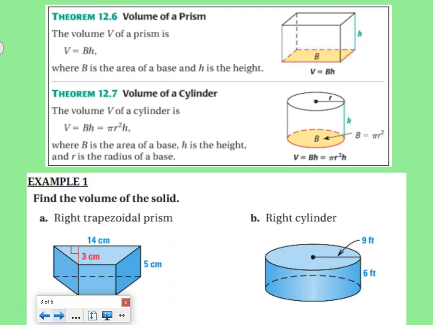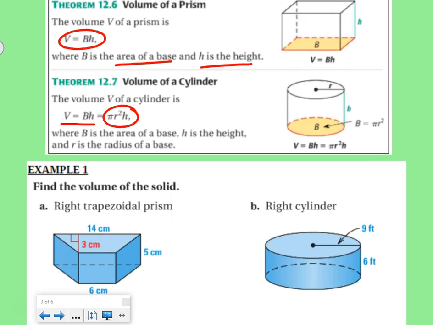Volume of a prism. The volume of a prism is area of the base times the height. So B is the area of the base, H is the height. Volume of the cylinder is the same thing, but we know that the area of the base is going to be pi r squared because the base is going to be a circle. So the volume of a cylinder is pretty simple. Volume of a prism can get a little complicated depending on how complicated the area of the base is.